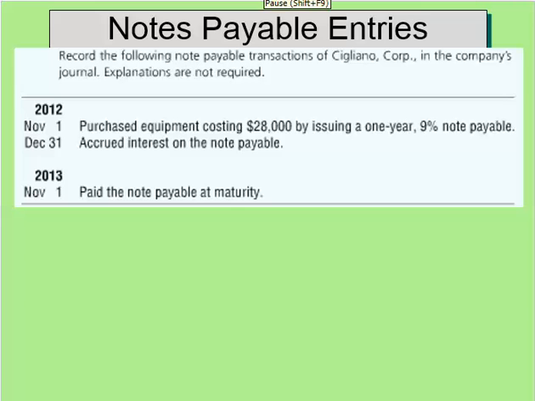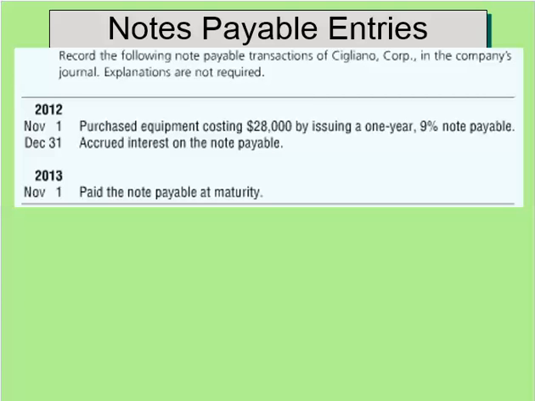Okay, let's look at the journal entries associated with notes payable transactions. In this particular case, it says we purchased equipment costing $28,000 by issuing a 1-year 9% note payable. That was on November 1st. Then on December 31st, we need to accrue the interest because they must be preparing their financial statements. And then a year later, we're actually going to pay off the note. So they must only prepare their financials once a year.